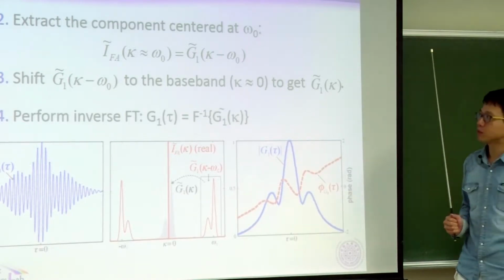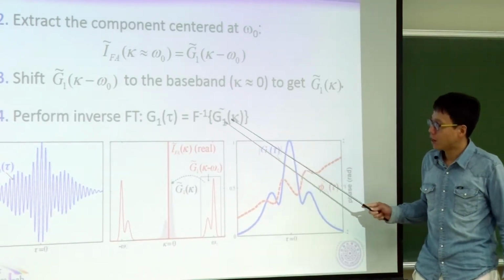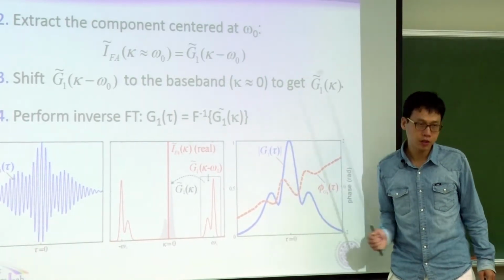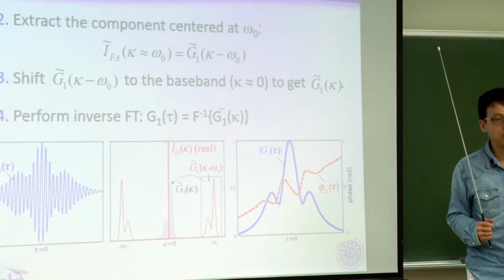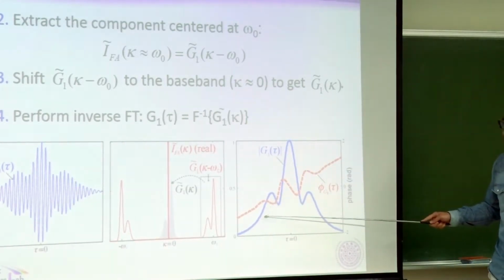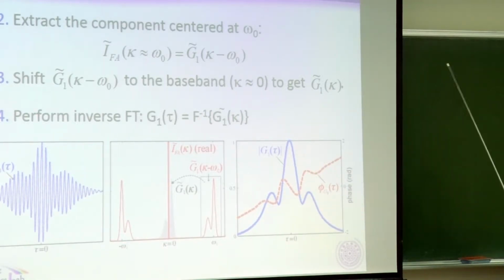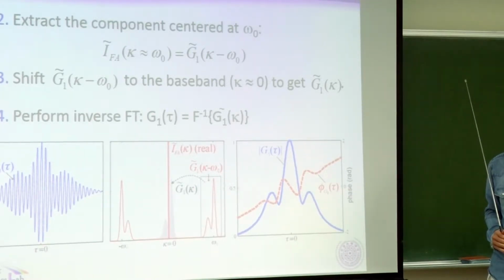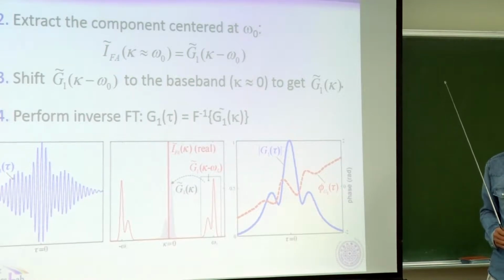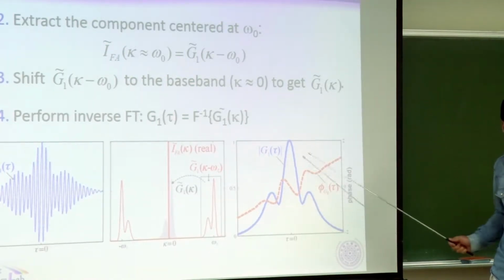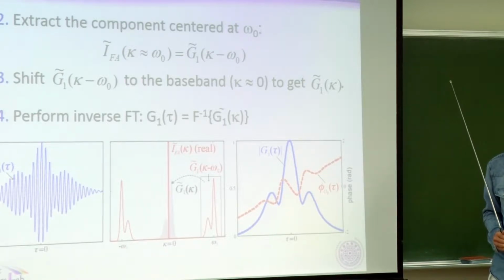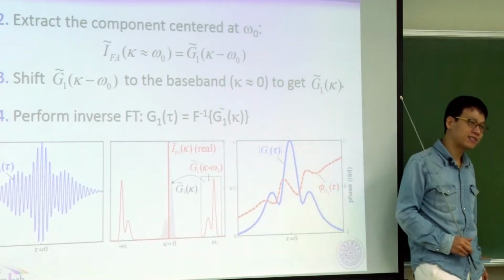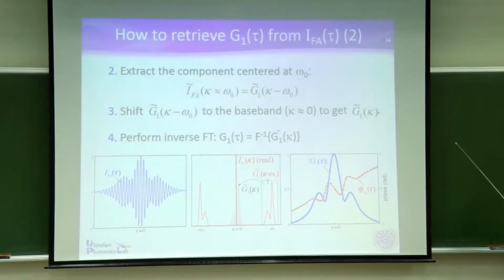Finally, just performing inverse Fourier transform. Okay, after you got G1 tilde kappa, you just perform inverse transform. You can get G1 of tau, and this time G1 is a complex function, so I need the blue and the red curves to illustrate the magnitude and the phase of the complex function. And that's it. Within 4 steps, you can recover the complex function G1 by initially a purely real data trace. Any question?